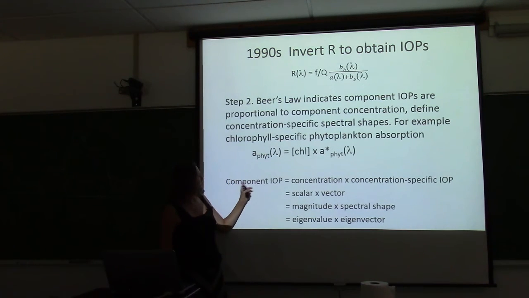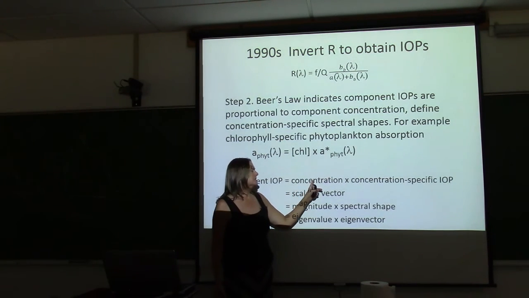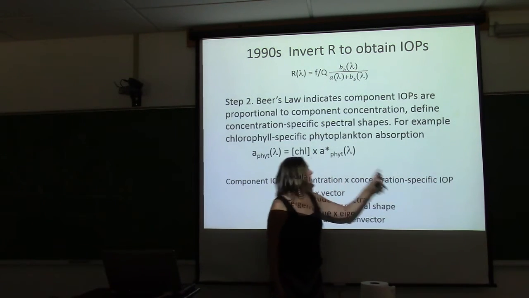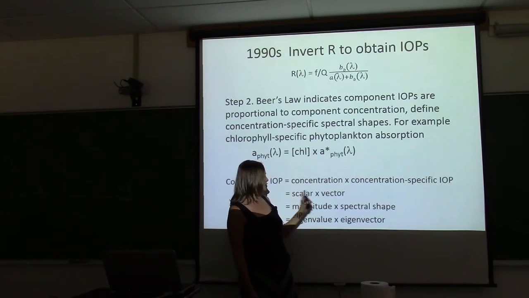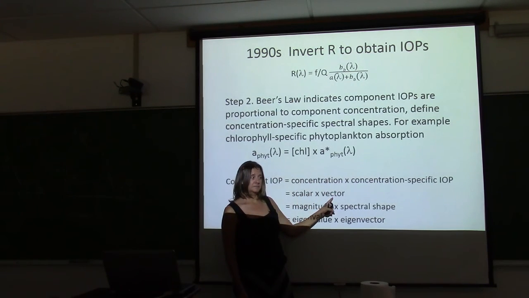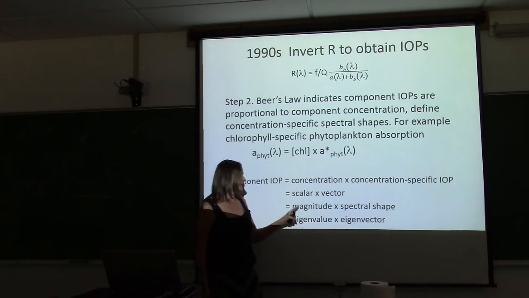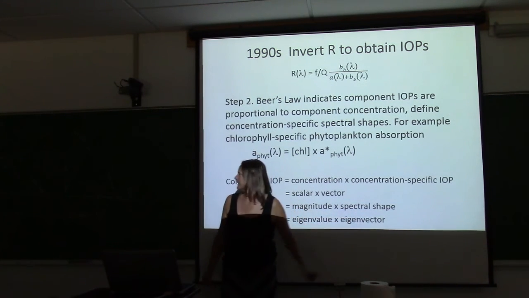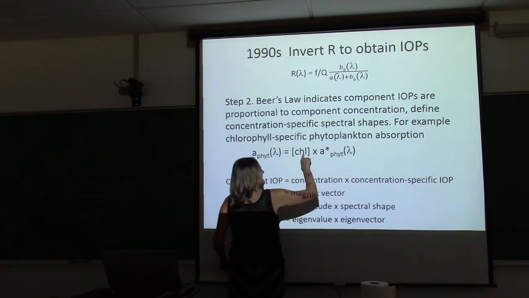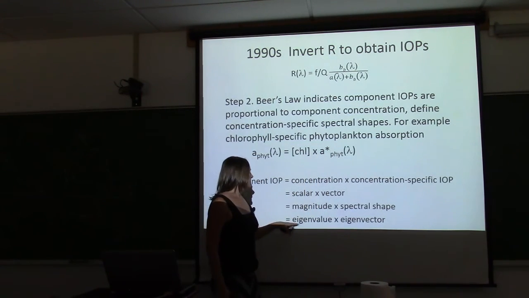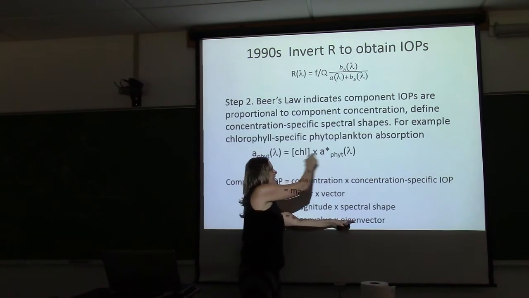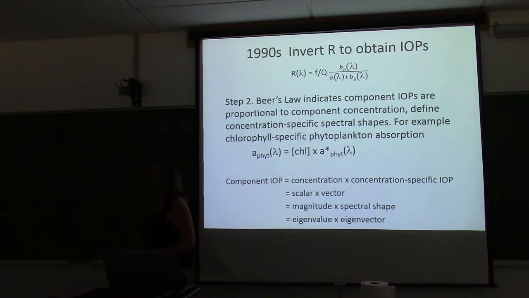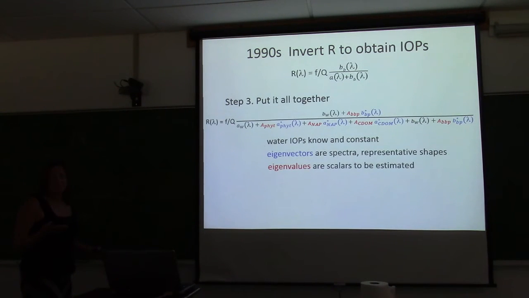And so if we think about this component IOP as being concentration times the concentration-specific IOP, that's the same thing as a scalar times a vector, which is the same thing as a magnitude times a spectral shape. Right? This has wavelength, this doesn't. And we can think about this as an eigenvalue and an eigenvector. Those are all the same ways of talking about it. Okay, so that's what we did.